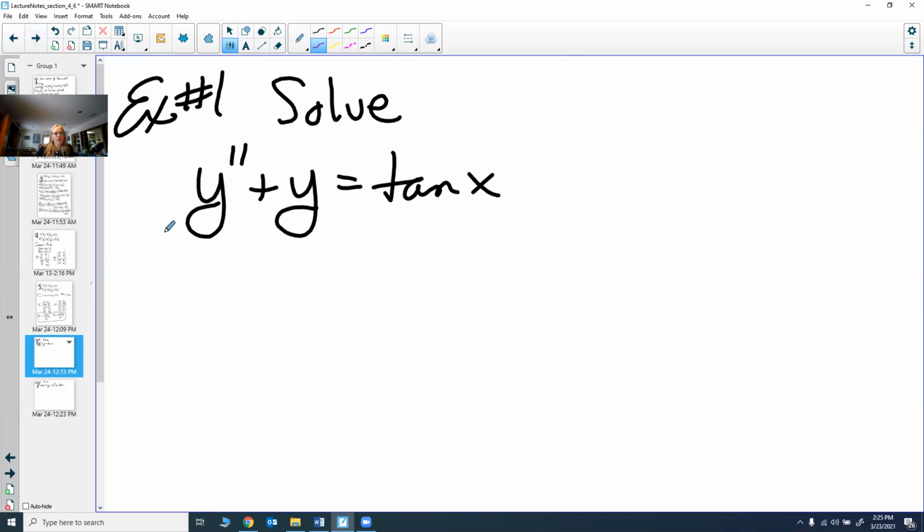So we're going to solve the differential equation y'' plus y equals tangent of x. This one does not annihilate, so we can't use the annihilator method, so we must use the variation of parameters method.